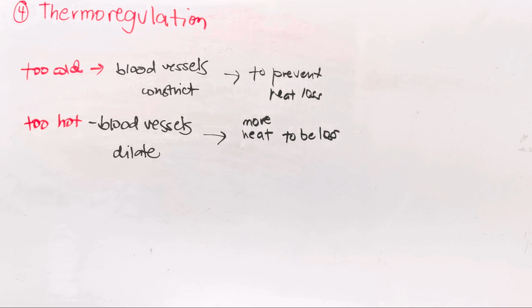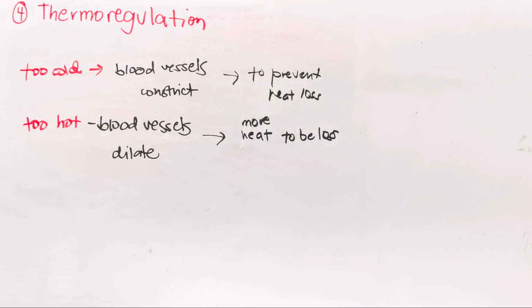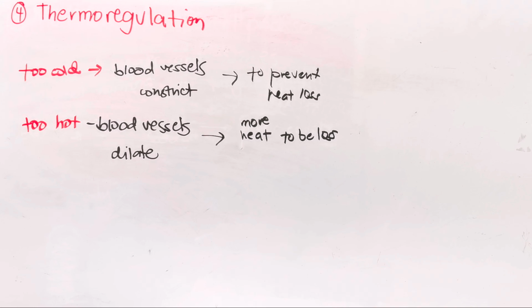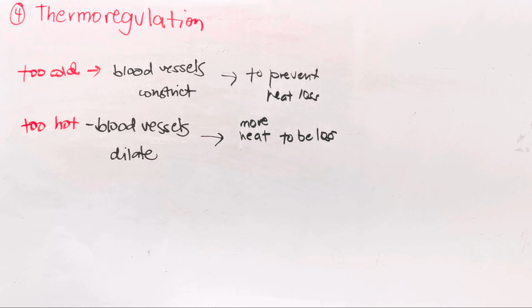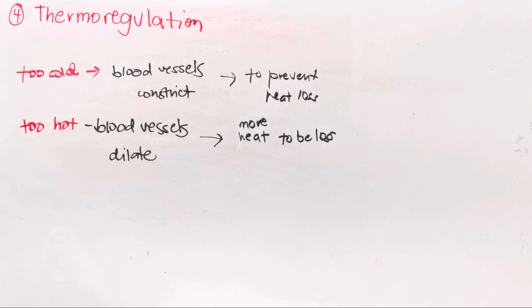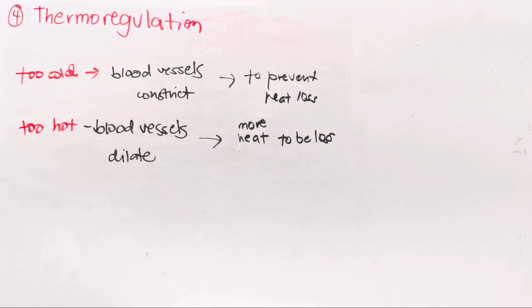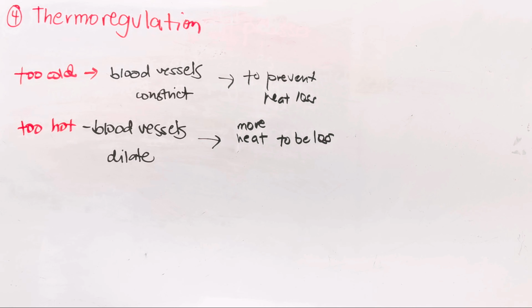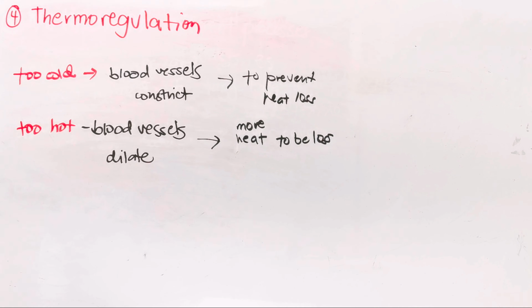Thermoregulation. If it's too cold, blood vessels constrict. Meaning, lumiliit yung blood vessels natin. So, if maliligo ka sa Baguio without a heater, makikita mo yung ugat mo na numinipis. Bakit siya numinipis? Kasi, para mas kaunting blood yung mag-flow sa kanya to prevent heat loss. If it's too hot, blood vessels will dilate. Bakit? Para mas maraming blood yung mag-flow dun sa capillaries and more heat will be lost. So that's how the blood helps in thermoregulation.